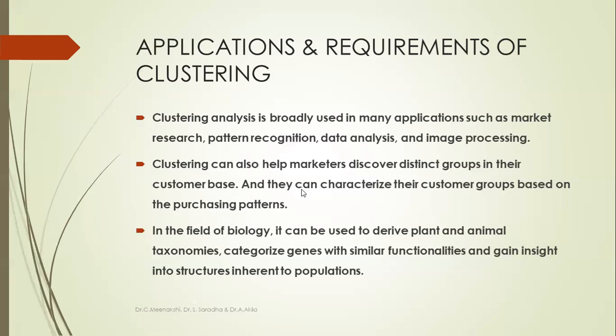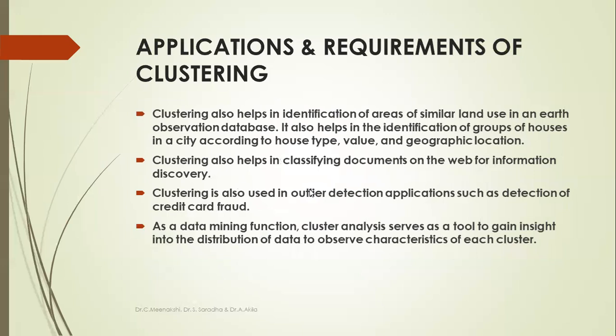In the field of biology, it is used to derive plant and animal taxonomies, categorize genes with similar functionalities, and gain insight into structures. Some other applications: clustering also helps in identification of areas of similar land use in an Earth observation database. It also helps in identifying groups of houses in a city according to house type, for example, duplex houses, those with permanent ceiling, those with false ceiling. Like this, I can also find out the geographical locations, whether it is a northern area or southern area.